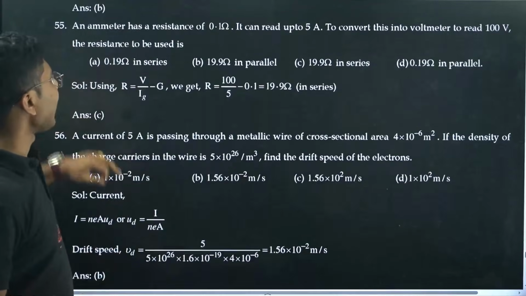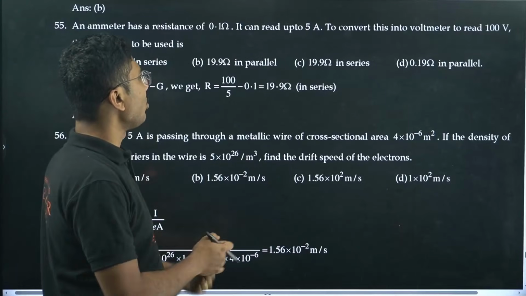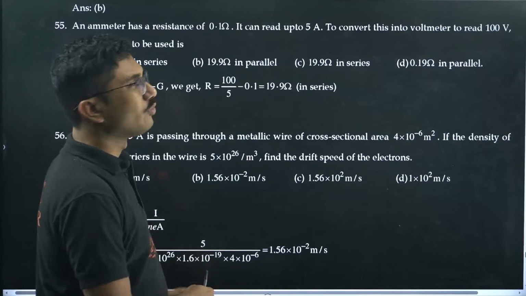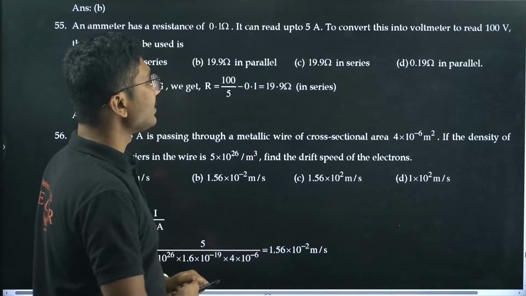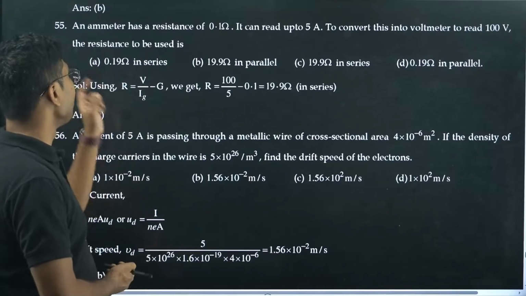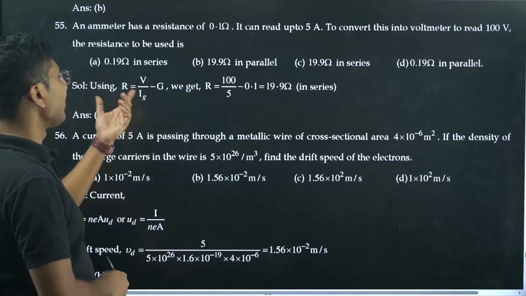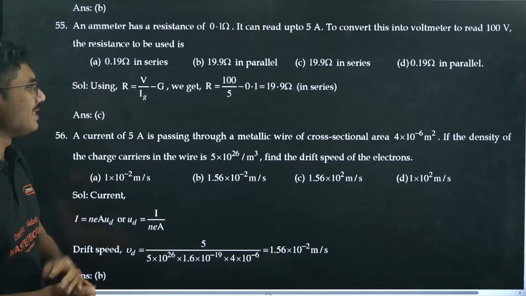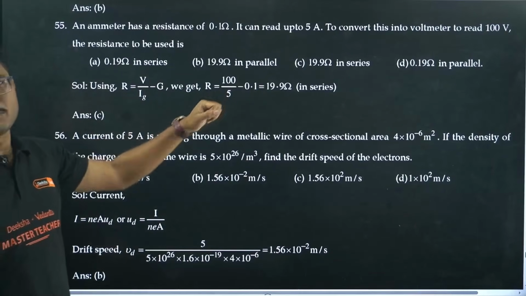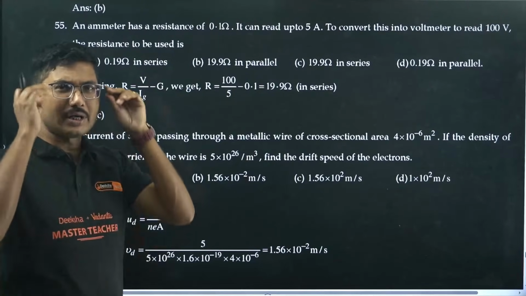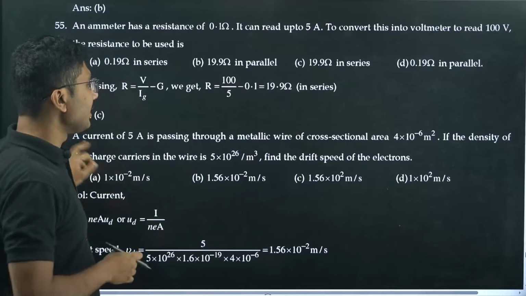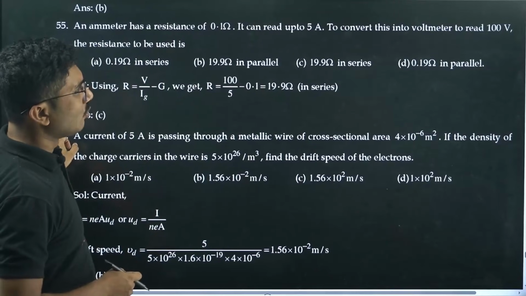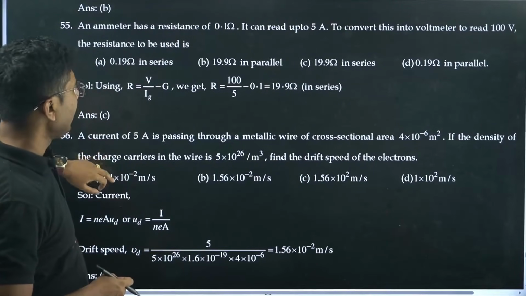An ammeter has a resistance of 0.1 ohm. It can read up to 5 ampere. To convert this into a voltmeter to read 100 volt, the resistance to be used is? Simple question, R equals V minus Ig G by Ig. We have learned this formula in our second PU lecture. Right from there you can calculate, it will be 19.9 ohm. Okay, now next.